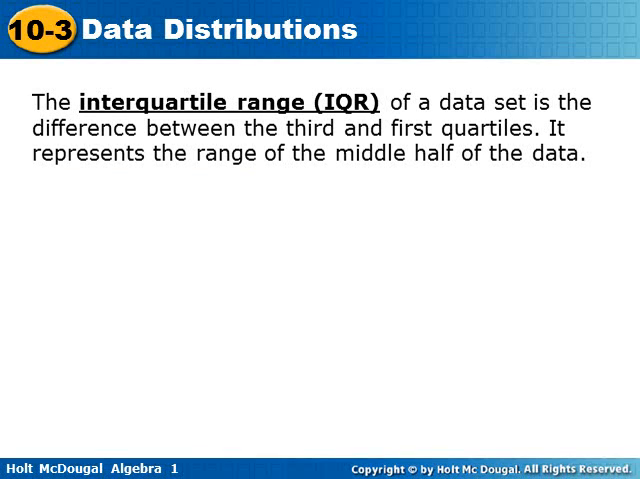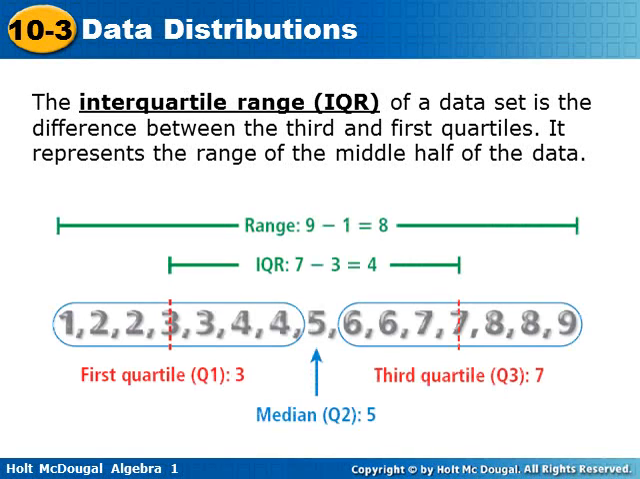The interquartile range, IQR, of a data set is the difference between the third and first quartiles. It represents the range of the middle half of the data. You can see data listed here. First finding the median in the middle, 5, that's quartile 2.